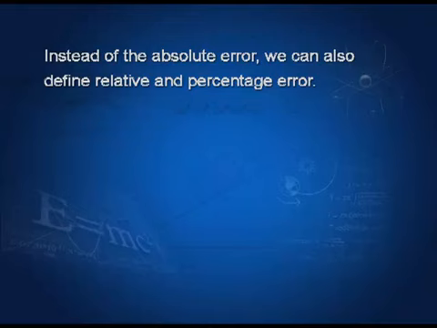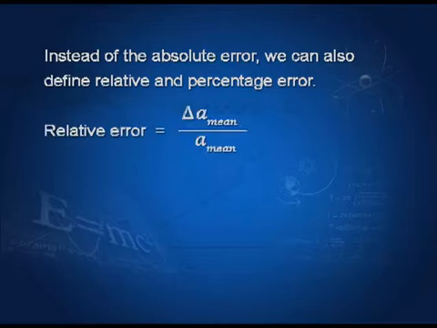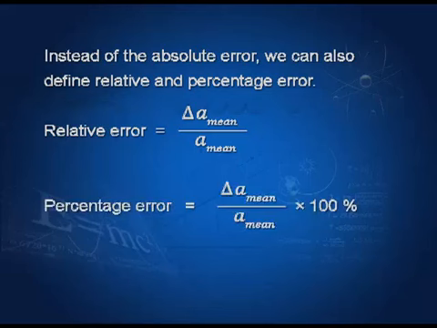So, instead of absolute error, we can also define relative and percentage error. See here on the slide, relative error is delta A mean by A mean, and percentage error is delta A mean by A mean into 100%.